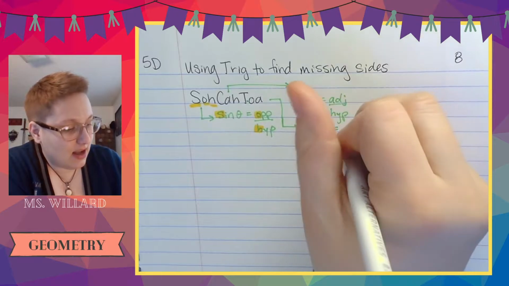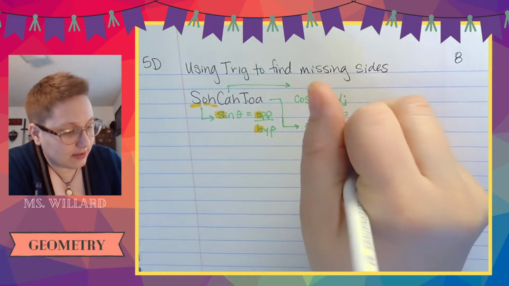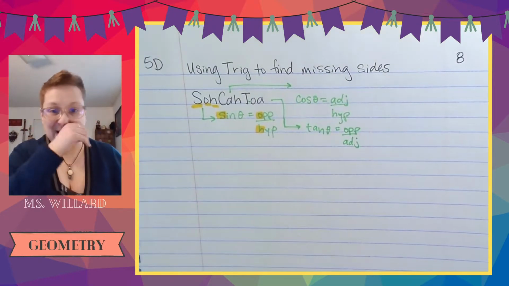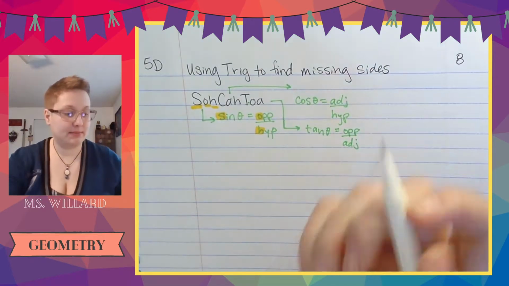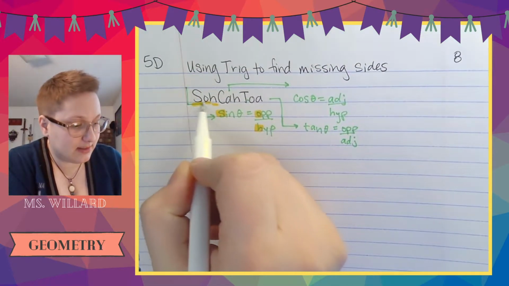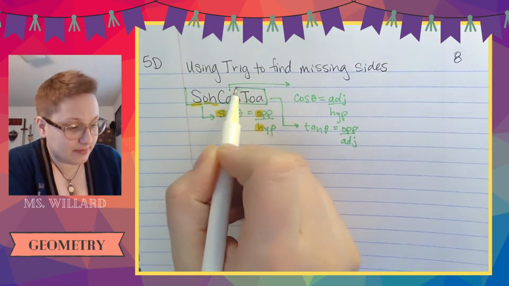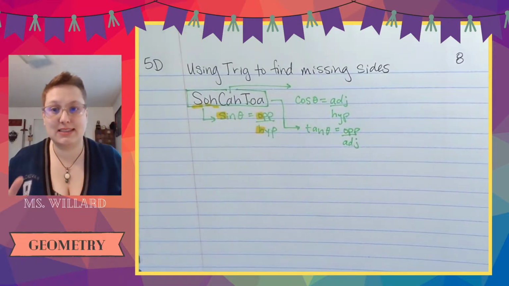Toa: tangent equals opposite over adjacent. Okay, so SohCahToa is how we remember sine, cosine, and tangent. And it's universal. I didn't make this up.